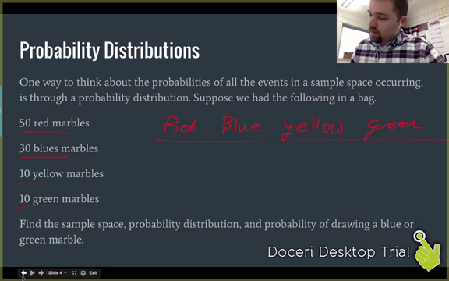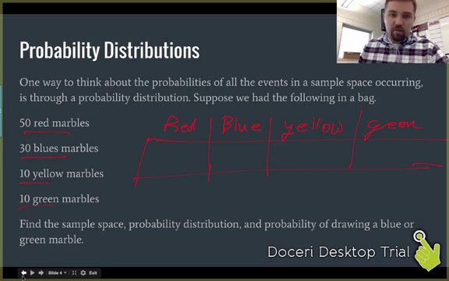Okay, so that's those. Now, in this row here, we want the probabilities. So here are our probabilities. For red, it's 50%, so it's 0.5, right? 50 out of 100. For blue, it's 30 total divided by 100. That's 0.3, 0.1, and 0.1. Okay, so this is what a probability distribution is.